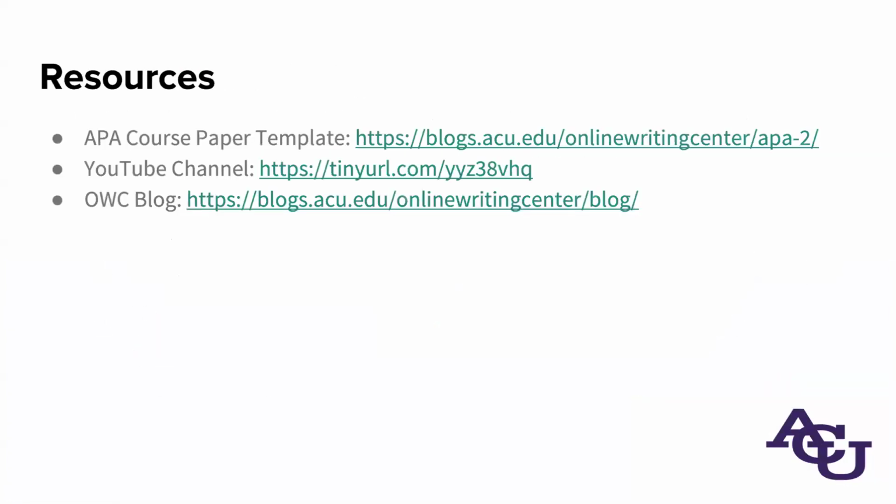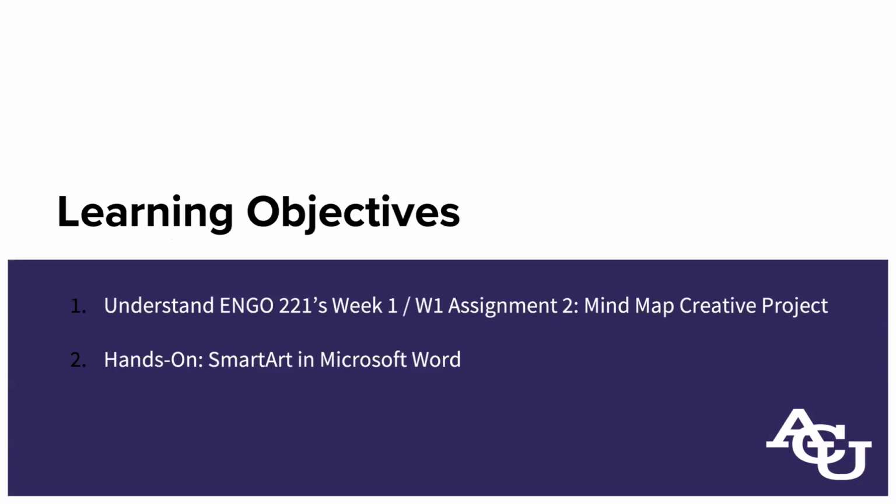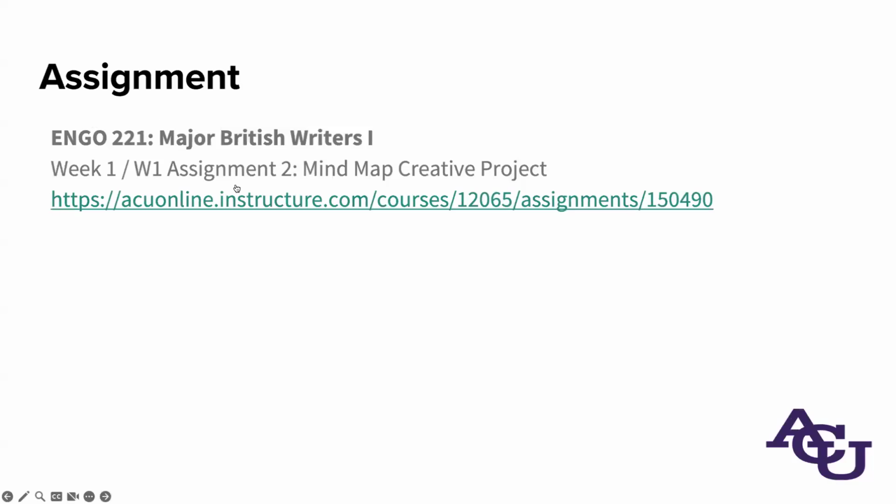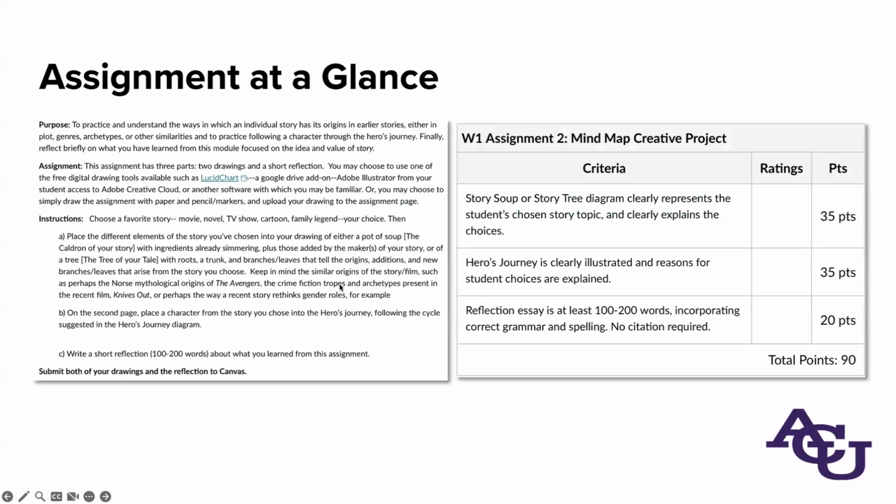Now, if you are looking at this on a recording, we're going to be focusing specifically on how to do visualizations of ideas, using as a starting point an assignment that comes from our literature program. We're going to be looking at the ENGO 221 Week 1 assignment, Mind Map Creative Project. Now, this is a multifaceted assignment, and it has actually two generative components where you need to create some visual references, and then you need to write a short reflection essay.